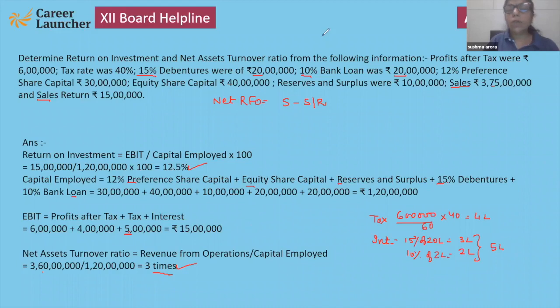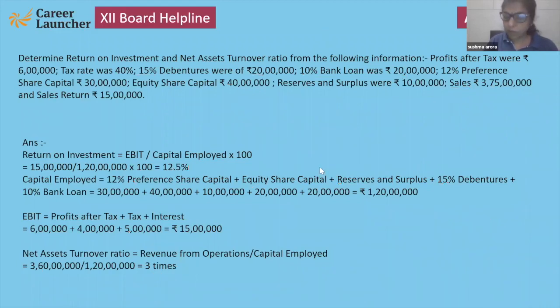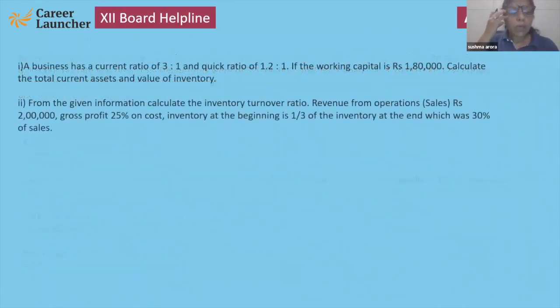Yes. So now, a business has current ratio of 3:1, liquid ratio 1:2:1, working capital is 1,80,000. Calculate total current asset and value of inventory. Okay, simple. Just now I told you how to do that question. This is CA, this is LA, and when we subtract LA from CA, we can come to know the inventory. But here, see what they have given, working capital.